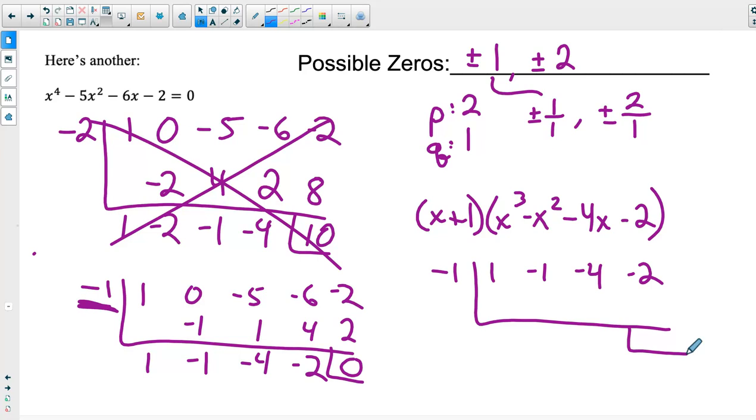Asher? Yeah. Do you think you got it? Not yet. Aiden? You got it? What'd you get? 1, -2, -2. Who agrees with that? Not a lot of agreement.